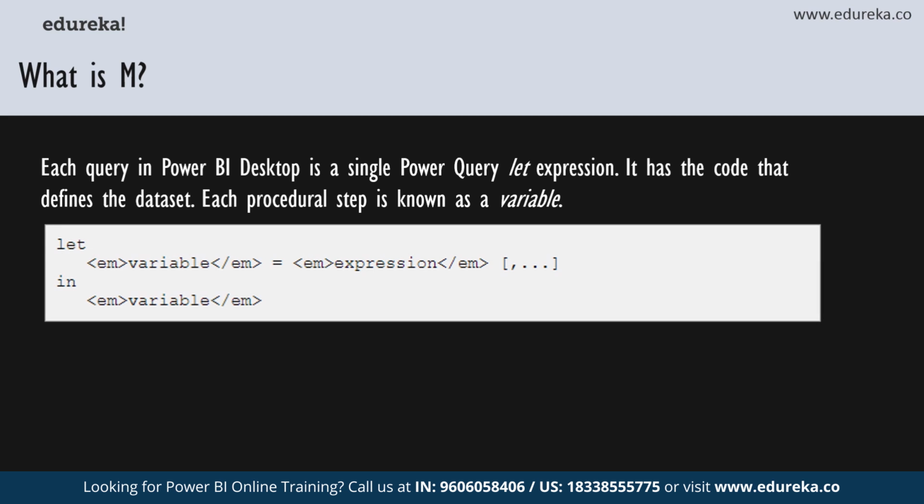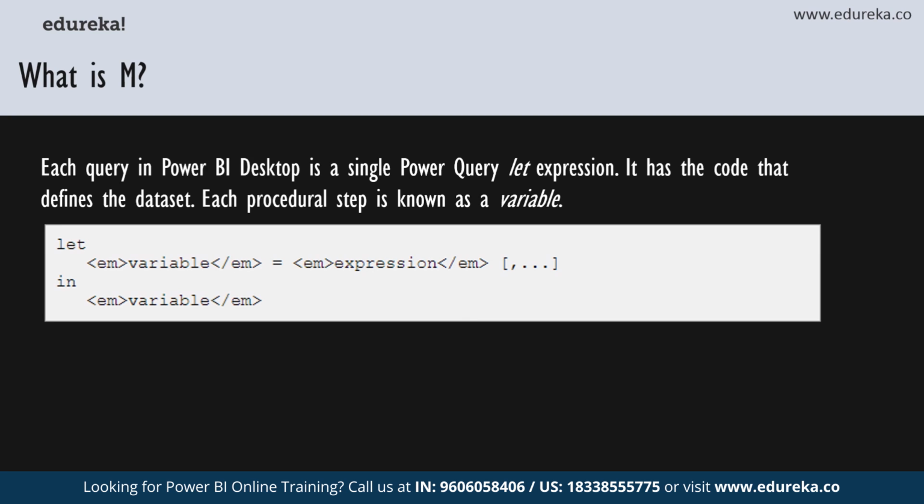A let expression is made up of a let statement and an in statement, as you can see in the syntax before you. The let statement includes one or more procedural steps that define the query. Each of these steps is essentially a variable assignment that consists of a name as well as an expression that provides the variable's value. Pretty simple, that is what a variable is in most cases. It's 5th grade math, right?